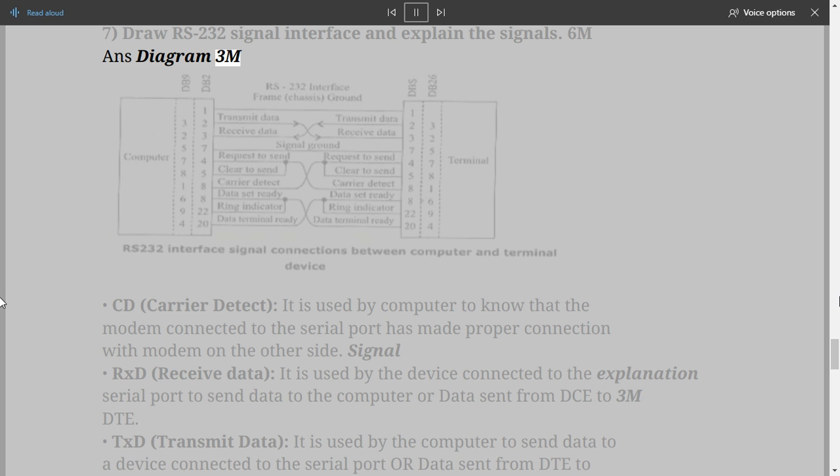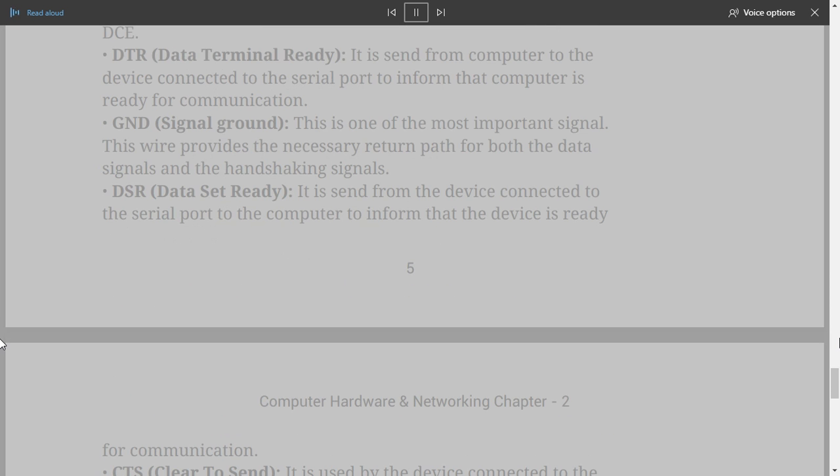CD. Carrier detect is used by the computer to know that the modem connected to the serial port has made a proper connection with the modem on the other side. RxD, receive data. It is used by the device connected to the serial port to send data to the computer, or data sent from DCE to DTE. TxD, transmit data. It is used by the computer to send data to a device connected to the serial port, or data sent from DTE to DCE.